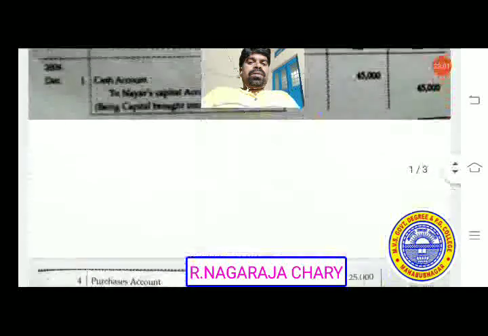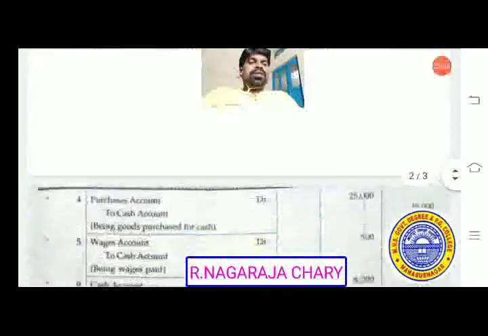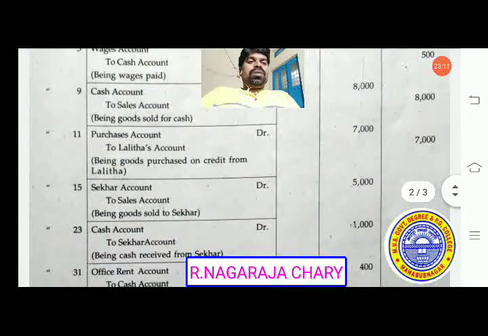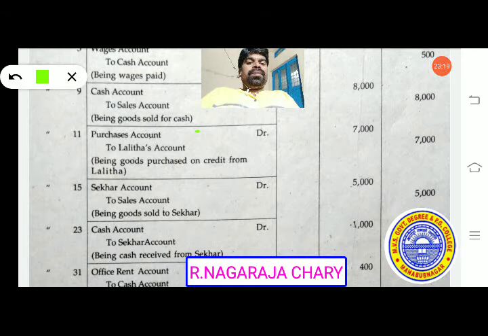Next, on 11th date, purchased goods from Lalita, 7,000 rupees. Here 7,000 is to be debited and 7,000 is to be credited, but what is to be debited and what is to be credited is to be decided. Purchase is nothing but expenditure, and expenditure comes under nominal accounts, so purchase is to be debited. So purchase account debtor to Lalita account. Lalita is a person.